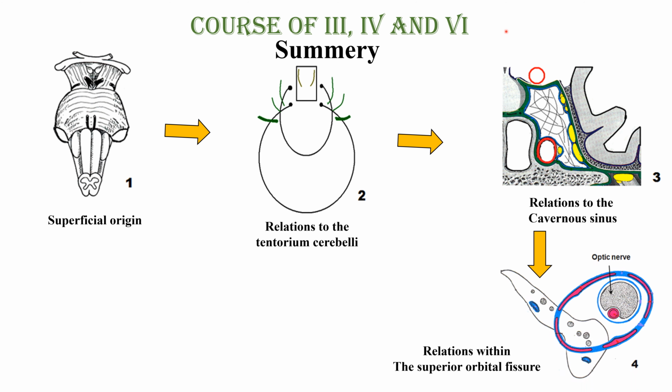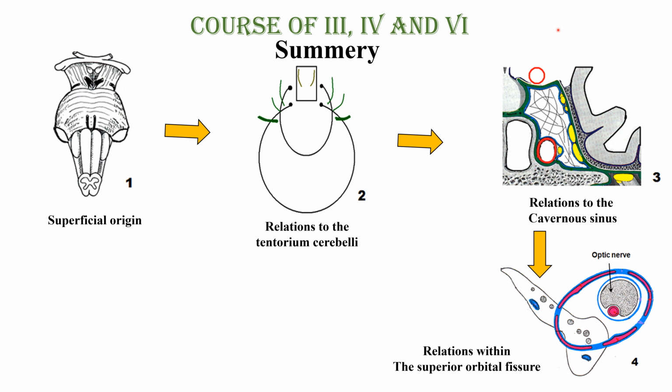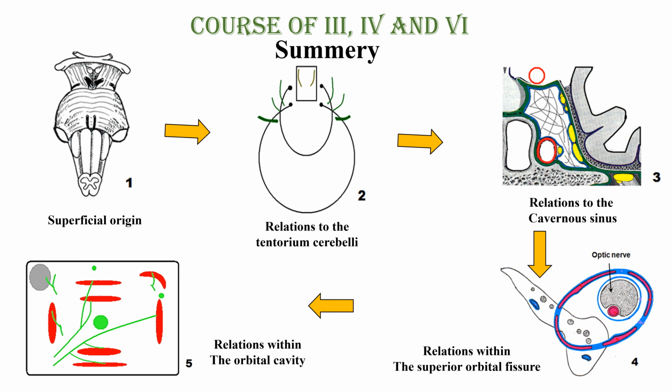Then it will go to the superior orbital fissure, some of them outside the ring, and some of them inside the ring between the two heads of the lateral rectus. And lastly, they end in the cavity of the orbit in relation to the structures we have mentioned.